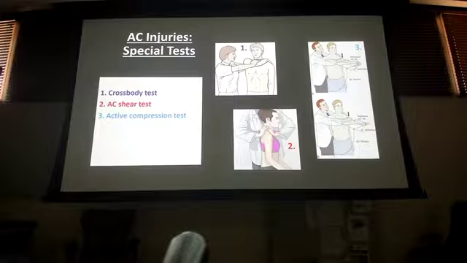Alright, so anyways, when we're talking about the crossbody test, is that an active test or is that a passive test? In other words, are you doing the test on somebody or is the patient doing it? You're doing it, right?